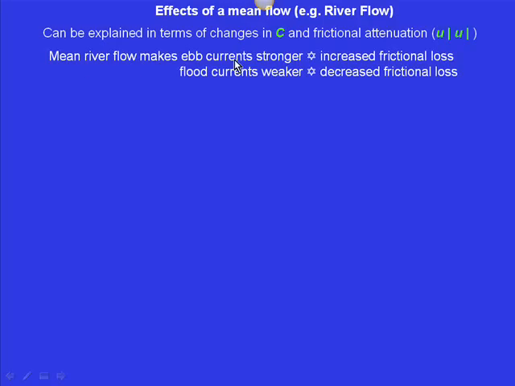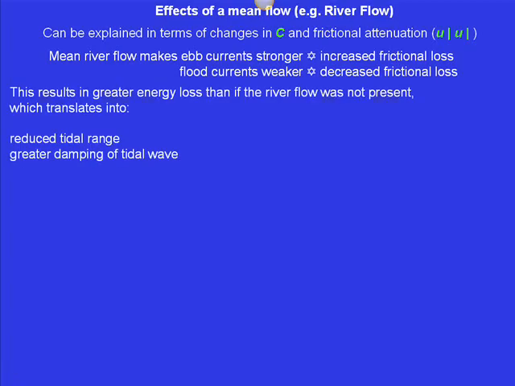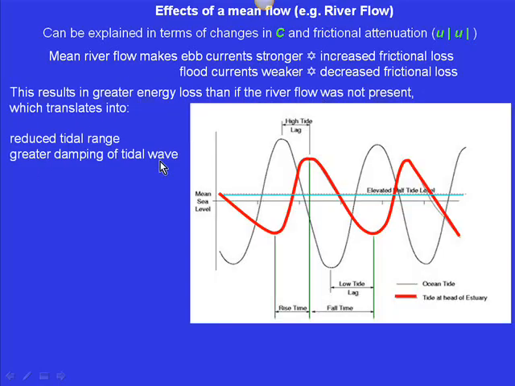So the mean river flow makes the ebb current stronger, right, because it tries to go out, which means that there is increased frictional loss because the currents are stronger. And the flood current is weaker because the river is opposing the tidal flow. So if the currents decrease during flood, then you have a decreased frictional loss. So that's an asymmetric effect. Greater energy loss than if the river flows were not present. This translates into reduced tidal range and greater damping of the tidal wave.